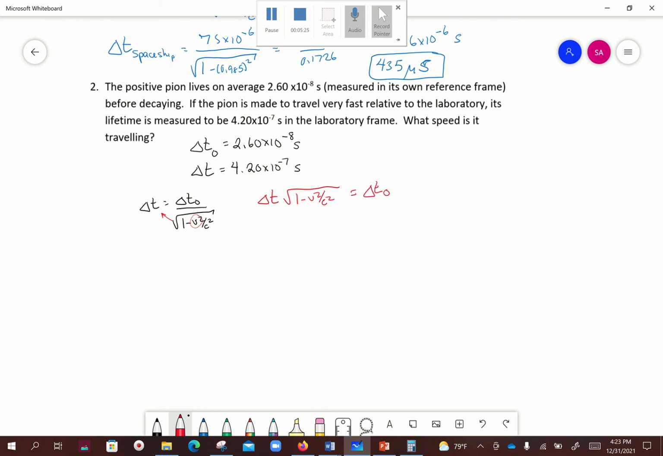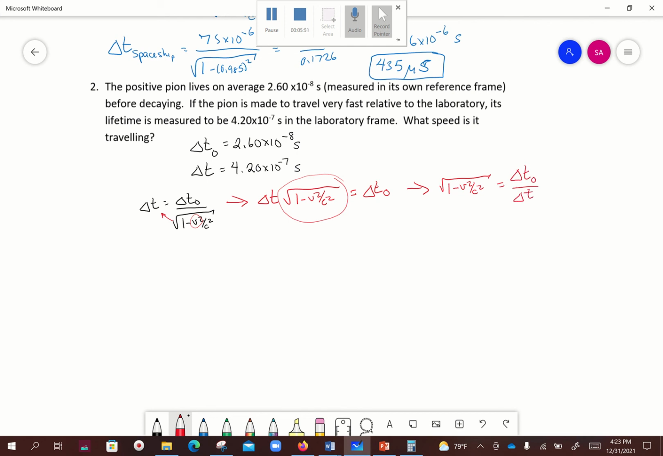Now, if I want to get the v, I first have to get the term with the v all by itself. So I'm just going to divide by delta t on both sides. Let me put some arrows in here so you can see what I'm doing. So the next thing I'm going to do is divide both sides by delta t. I'm going to get 1 minus v squared over c squared is equal to delta t0 divided by delta t.